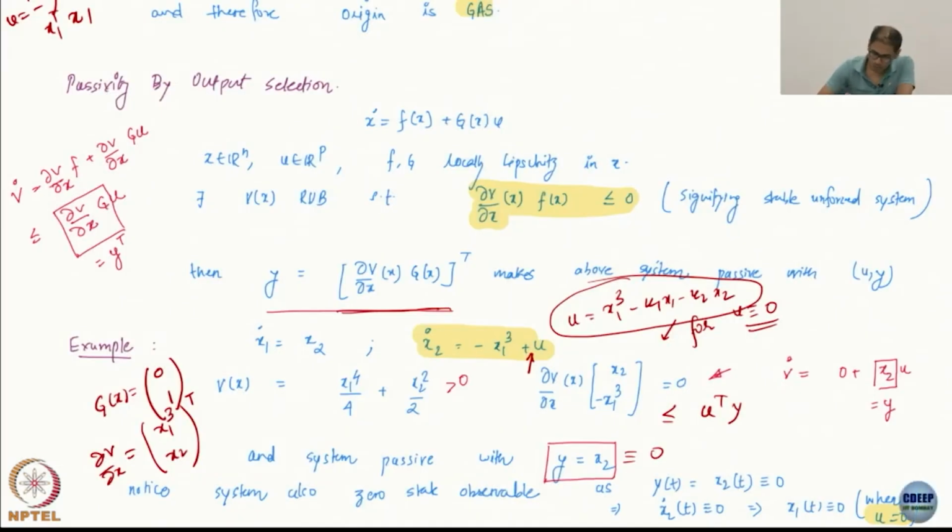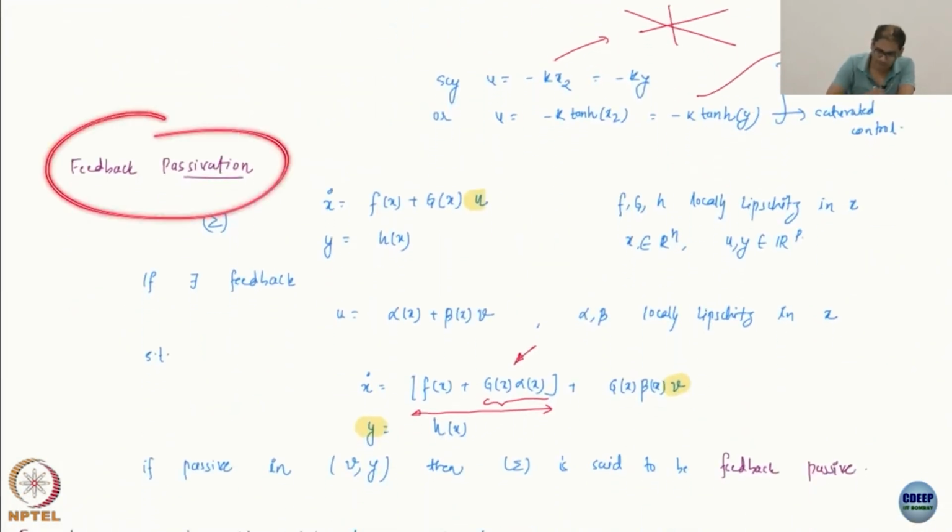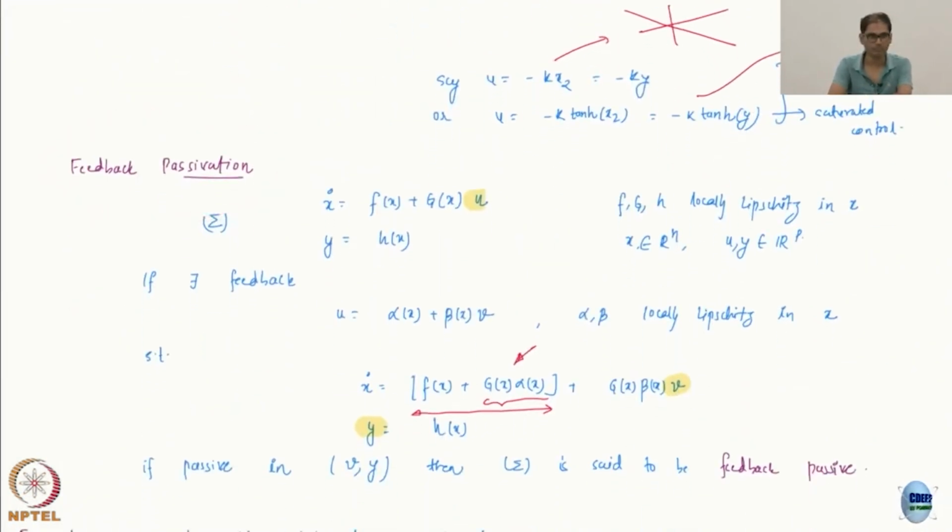So passivity by output selection is a possibility, as long as your system is stable in the sense of Lyapunov. So great, there is at least some hope. Now, like I said, what happens when you don't have a system that is stable in the sense of Lyapunov? Then you go for what is called feedback passivation. You try to use the feedback to get passivity. That's the idea.